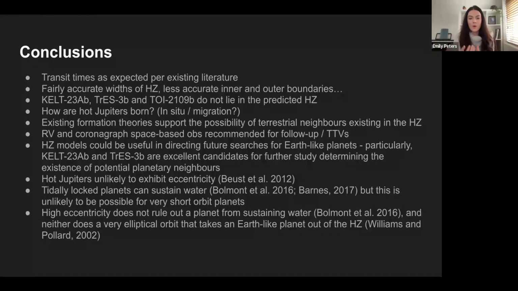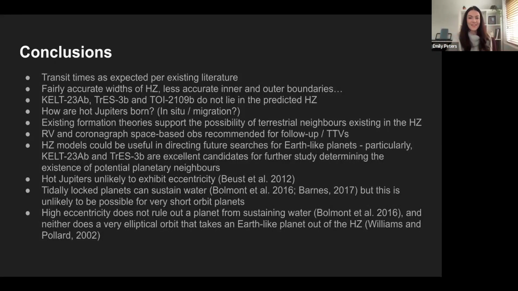So there are three popular theories of formation of hot Jupiters, and none of them interfere with the existence of habitable neighbors. Some of the previous speakers have talked about TTVs, and if there are neighboring planets, it is possible that they can still be habitable, even if the hot Jupiter formed in situ or migrated inwards. It doesn't necessarily interfere with the habitability of other planets in the HZ around the host star.